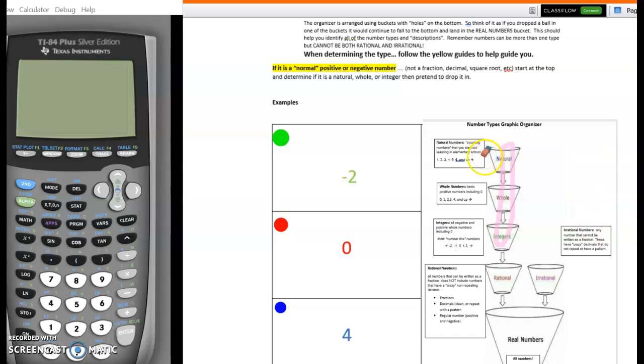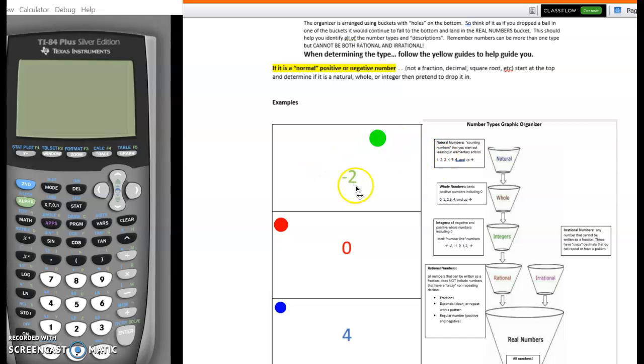All right, so moving on to the next page. Again, we're looking at normal positive and negative numbers, and you see the number -2 walking by. How do I describe it? So here's my green ball. I'm going to pretend that I'm shooting a hoop into the correct bucket so that I can identify what type of number it is.